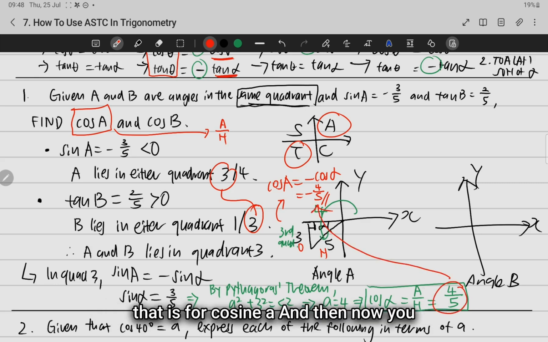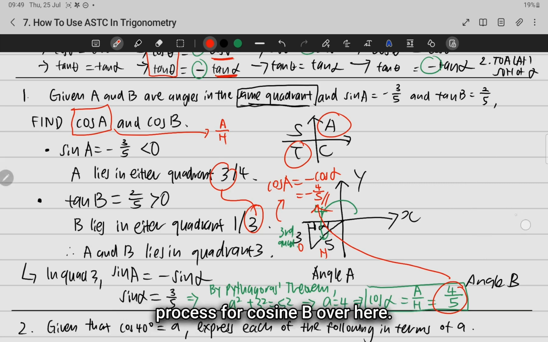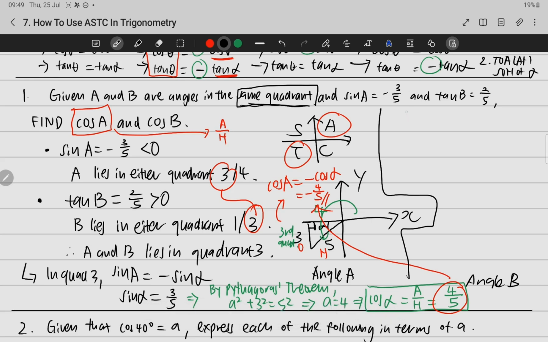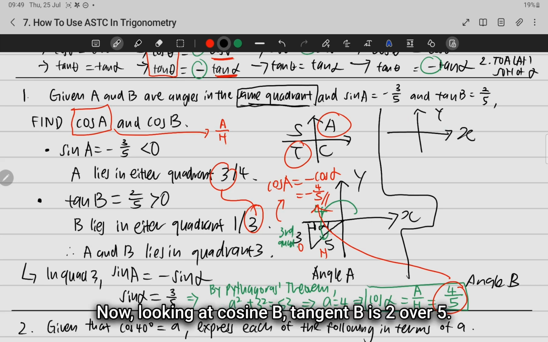That is for cosine A. And then now you repeat this process for cosine B, right? We do this entire process for cosine B over here. So let me just carve out a space. This is cosine B. Y, X. Now, looking at cosine B, tangent B is 2 over 5.